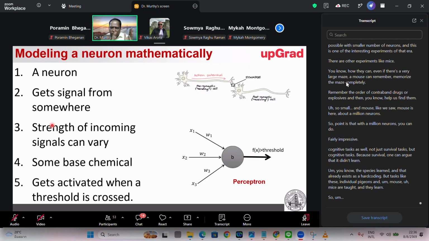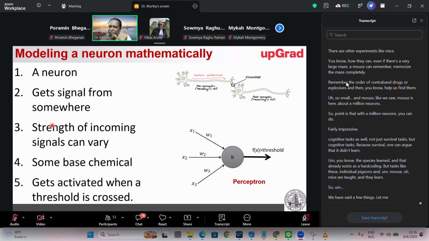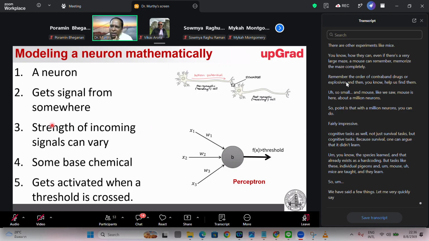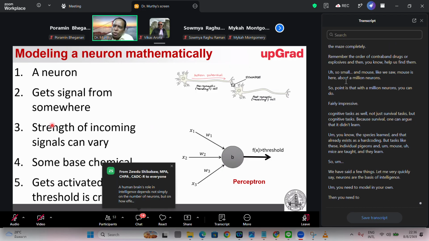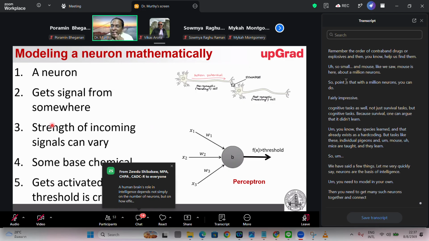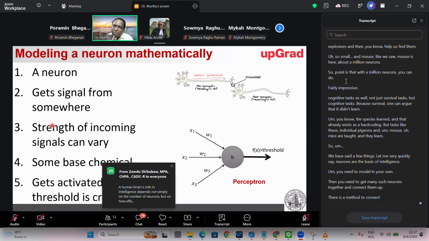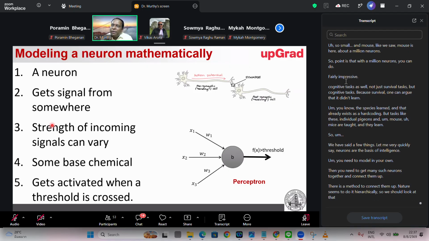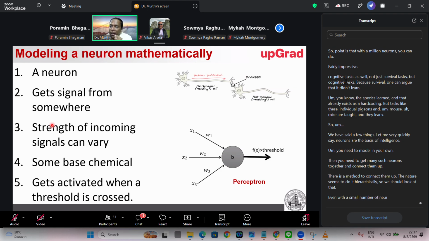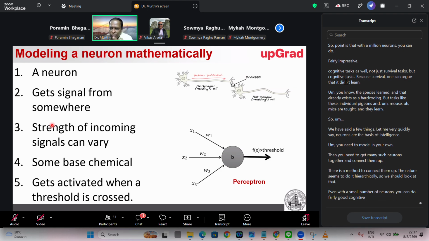So we have said a few things. Let me very quickly say, neurons are the basis of intelligence. You need to model a neuron. Then you need to get many such neurons together and connect them up. There is a method to connect them up. Nature seems to do it hierarchically, so we should look at that. Even with a small number of neurons, you can do fairly good cognitive tasks.